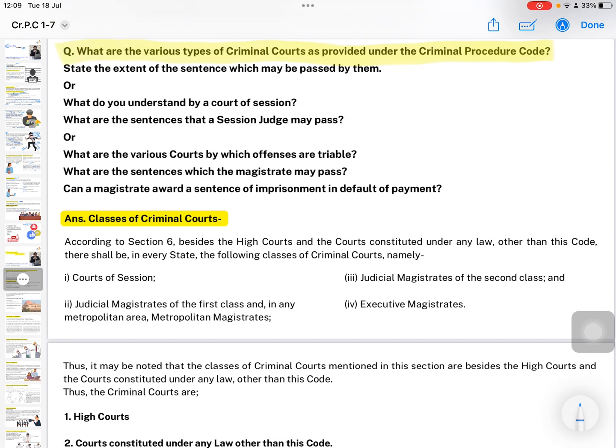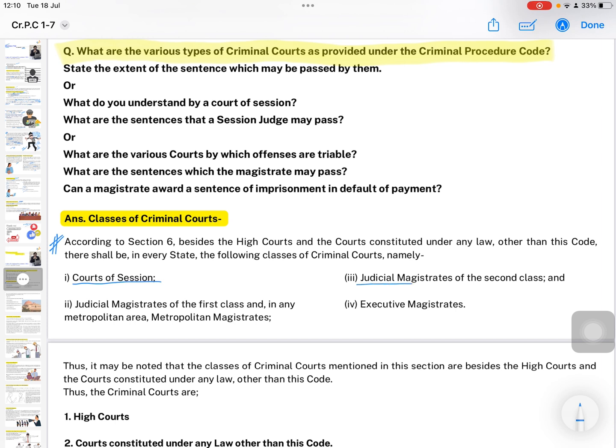Let's move on. According to section 6, besides the High Court and the courts constituted under the law other than this code, there shall be in every state the following classes of criminal courts, namely Court of Session, जिसे हम सेशन कोर्ट कहते हैं, हर एक स्टेट में होता है. दिल्ली में राउज एवेन्यू, 30 हजारी, द्वारका, कैलकाटा में जाएंगे तो बैंक्सल कोर्ट और बहुत सारे हैं.